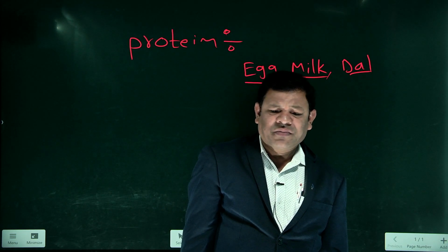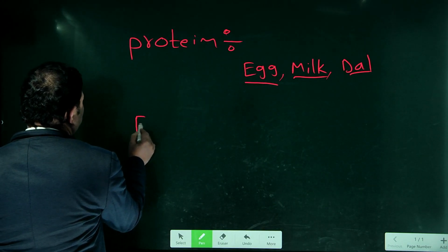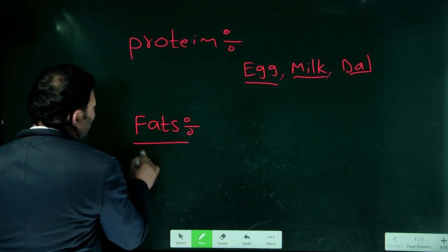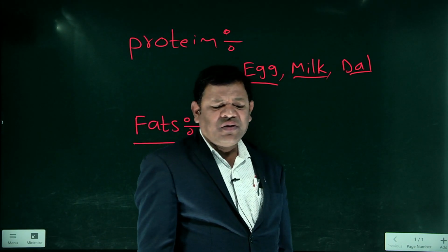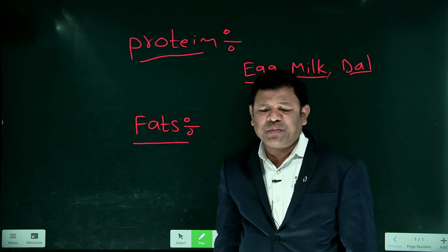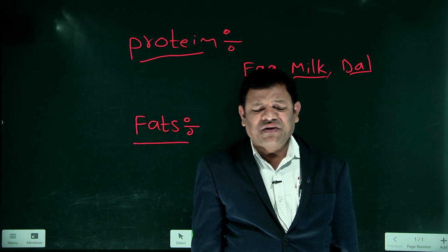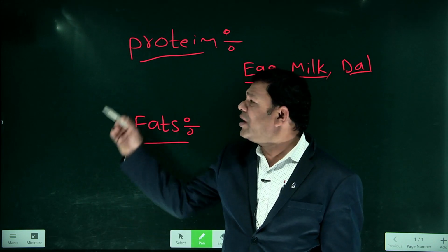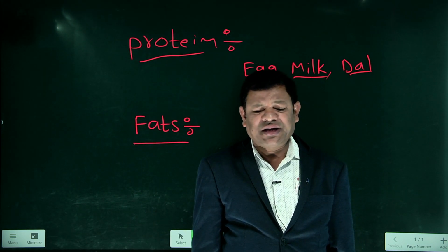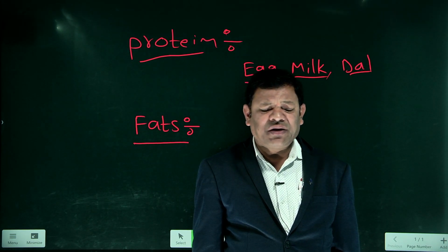Don't know? Okay. Next, do you know fats? Yes, sir. Fats are also one type of nutrient. If you take fats, you get more energy. For example, carbohydrates and proteins give very little energy, whereas fats give double the energy compared to carbohydrates and proteins. Okay, so fats are also one type of nutrient.